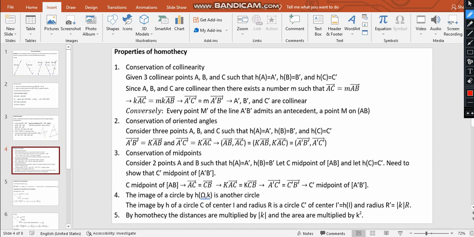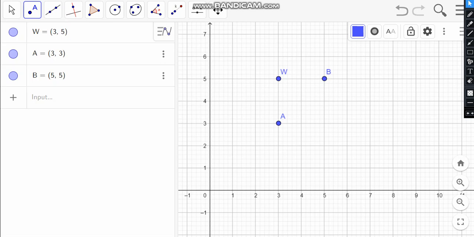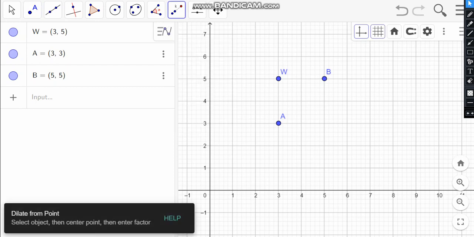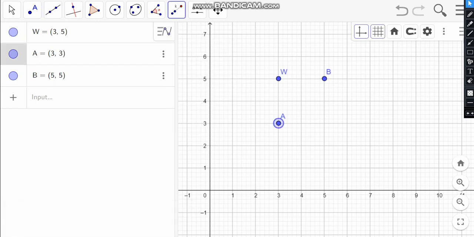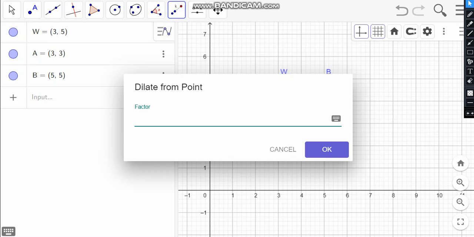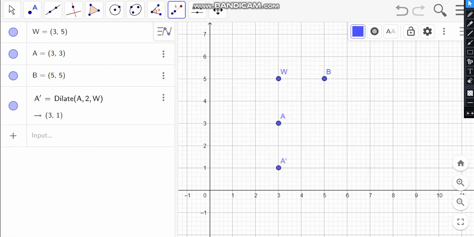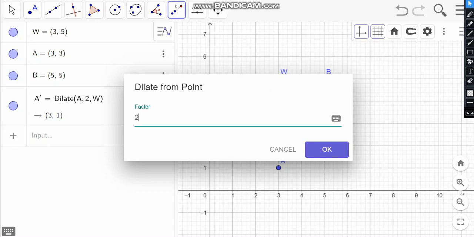Homothecy preserves collinearity. Let me take an example in GeoGebra. Suppose I have two points, A and B. I'm going to do a dilation of point A with center omega and factor 2, and the same for B.